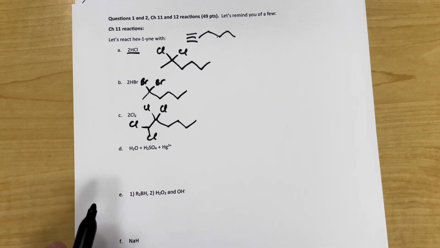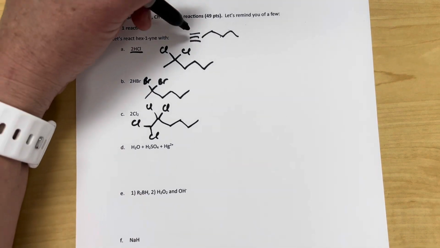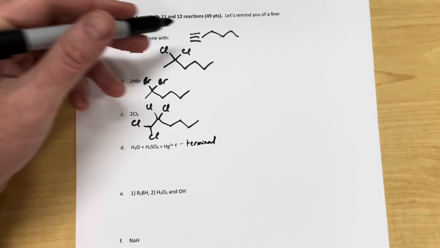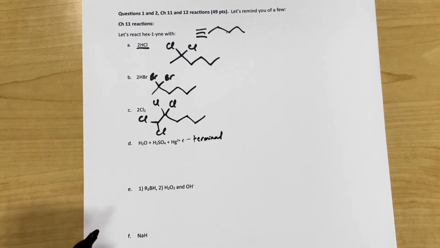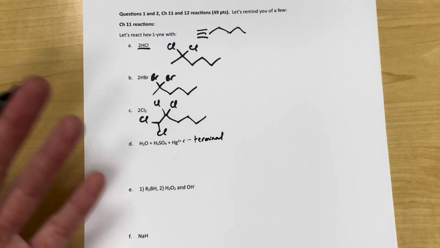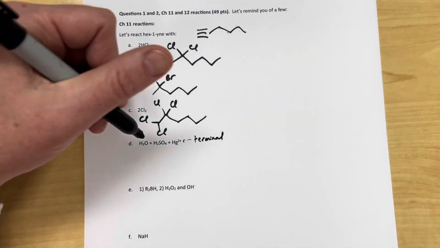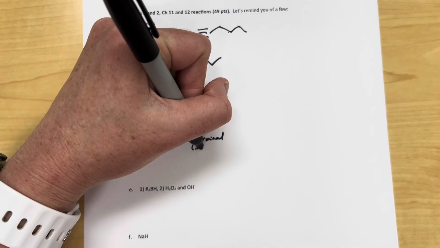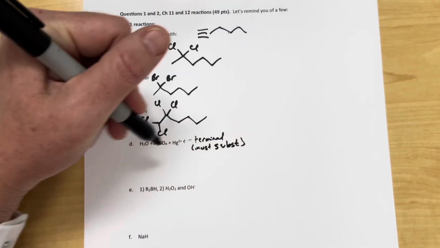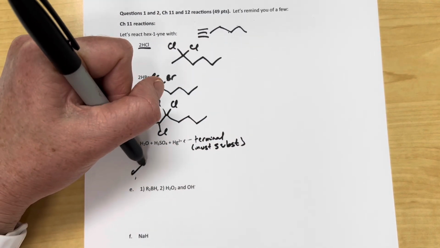If you remember, when you have a terminal alkyne, you need to add mercury in order for this reaction to occur. What happens is we add an alcohol to the alkyne, and in this situation, it's going to be at the most substituted position.